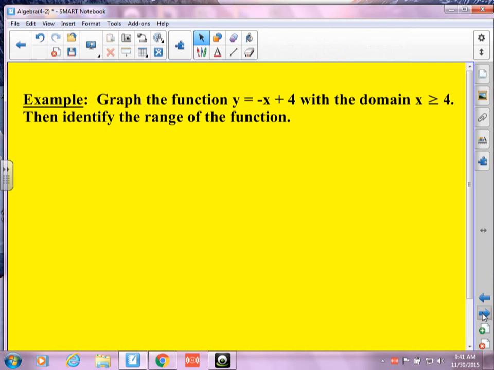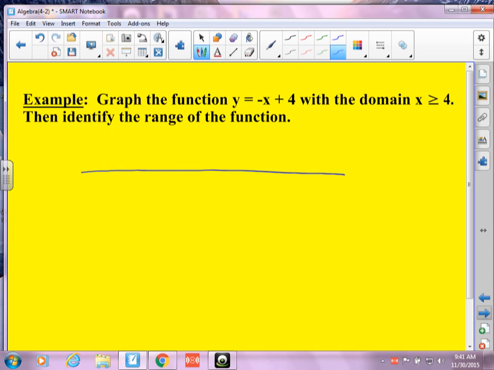Graph the function with the domain x is greater than or equal to 4 and identify the range. So what do I do first? Yes. I'm going to make the table, right? And it already solved for y, isn't it? So I'm going to go ahead and make my table because I already got it in the y form. You want to make sure it's in the y form.